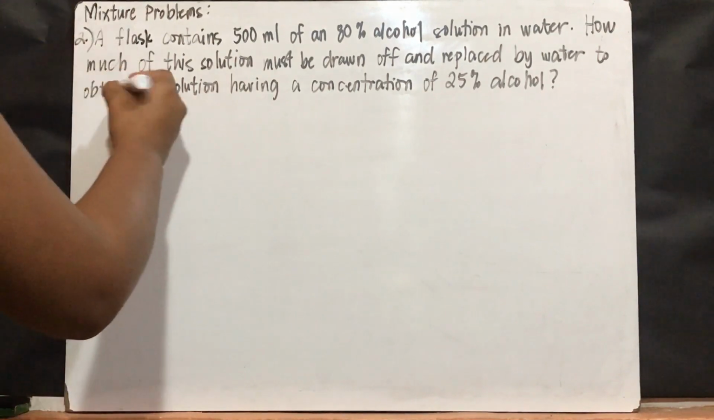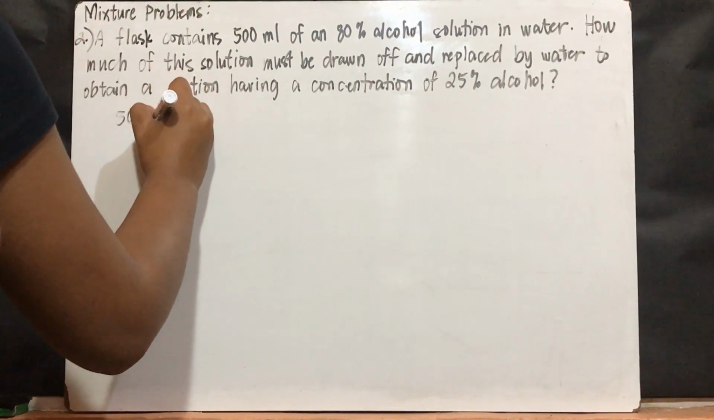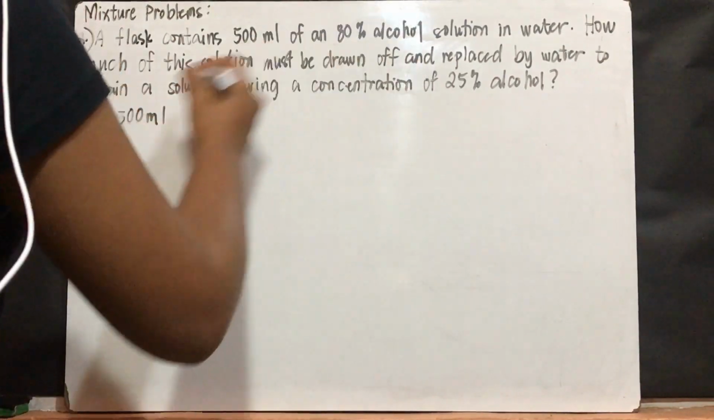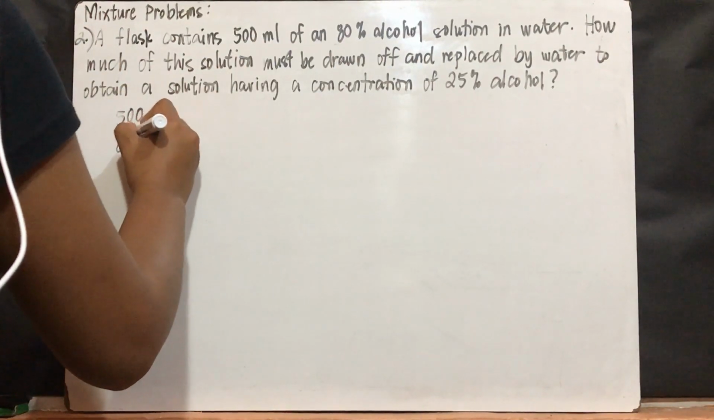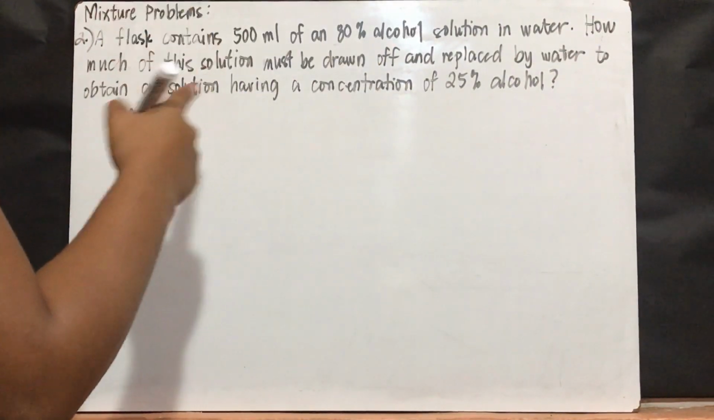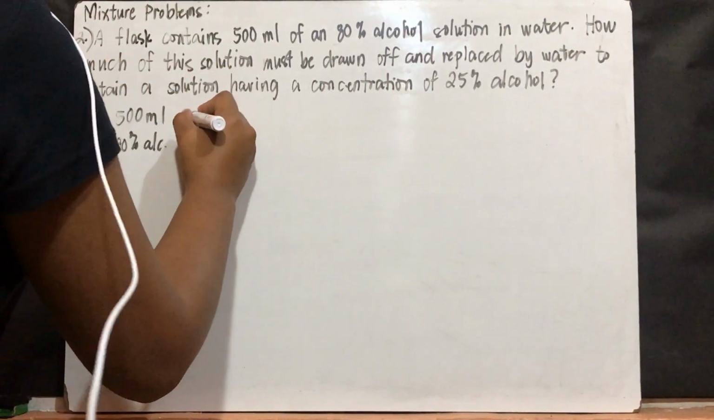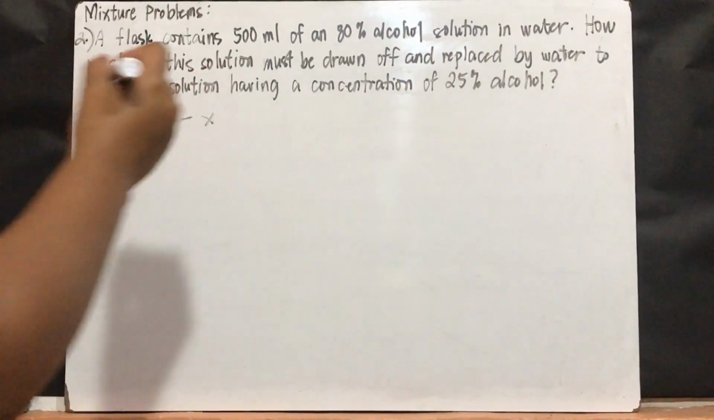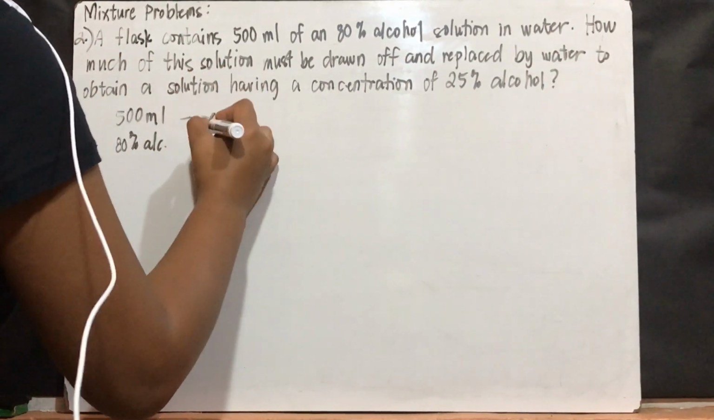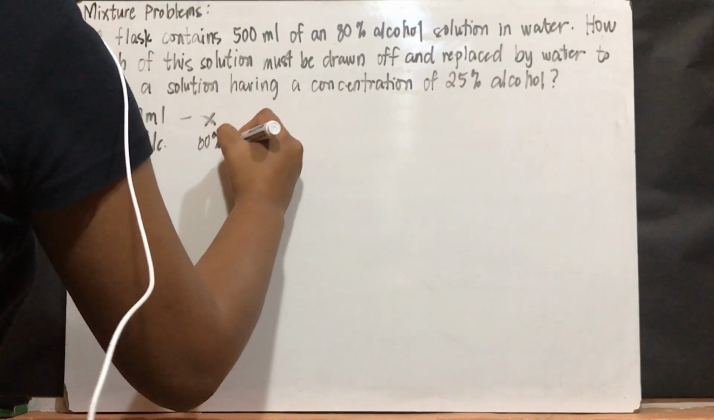So our equation would be yung original amount, so that is equal to 500 ml with 80% alcohol. So alcohol na lang yung concentration na kunin natin. And then, how much of this solution must be drawn off? Ibig sabihin, magbabawas ka. So, this will be minus X. So, X is the amount na tatanggalin mo with, of course, 80% solution pa rin.